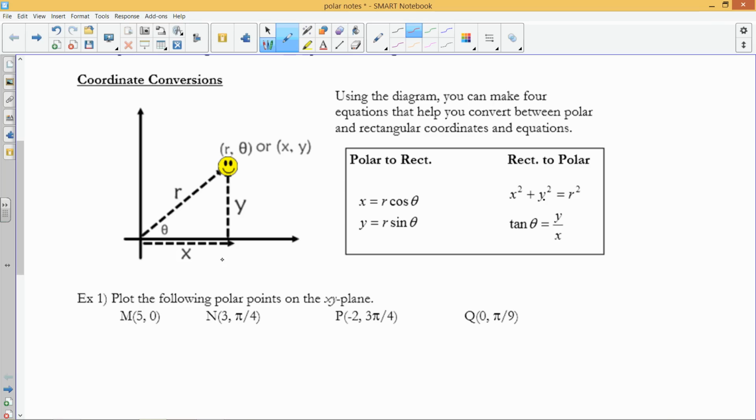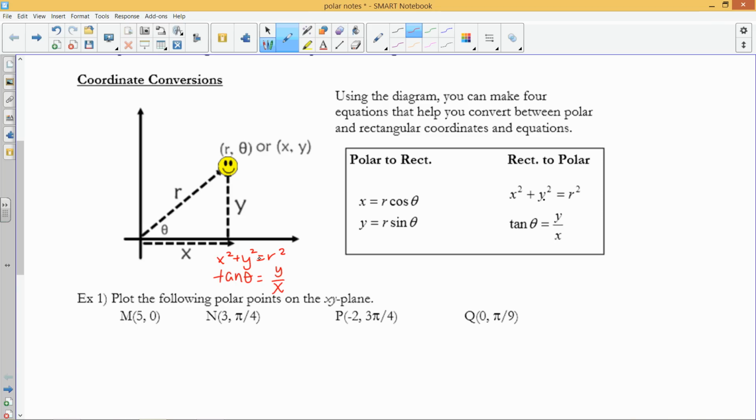This is a right triangle, so one thing we can have is x squared plus y squared equals r squared, because this is the Pythagorean theorem. Well, that makes a lot of sense. Another thing we can have is that tan theta would be y over x, for SOHCAHTOA. Well, tan theta is y over x, no big deal.